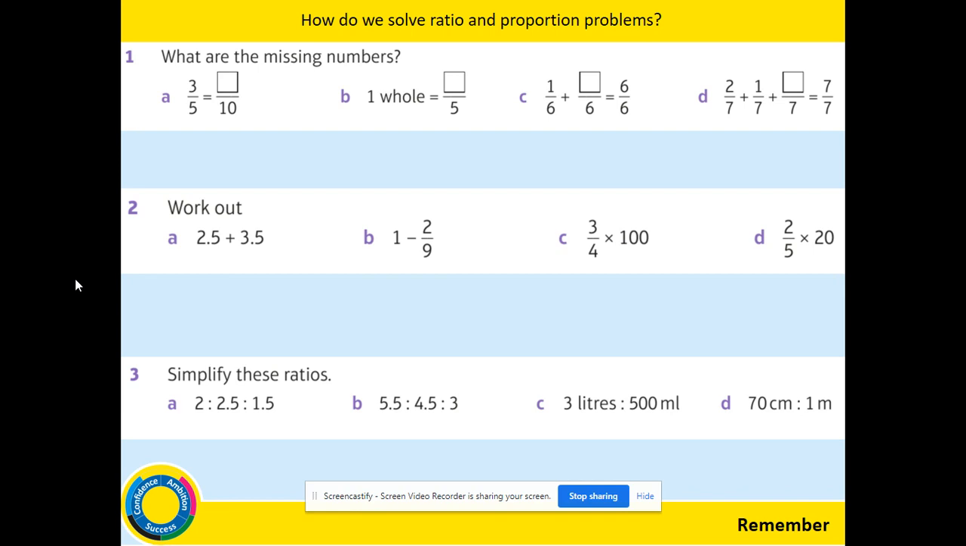Just a pointer on question 3, please be careful, look carefully at the units and check if they're the same units or not, because remember, if they're not, you're going to have to convert them first before you can simplify. Okay, so please pause the video and play when you're ready for the solution.